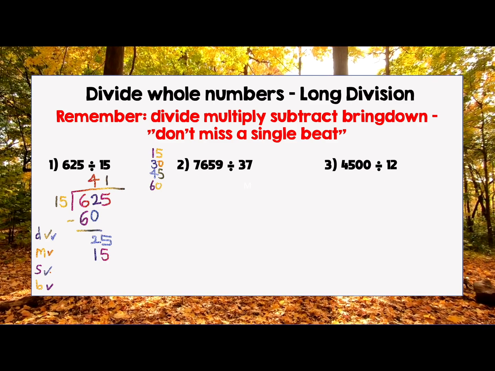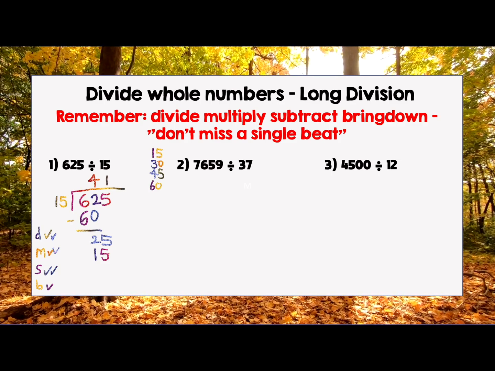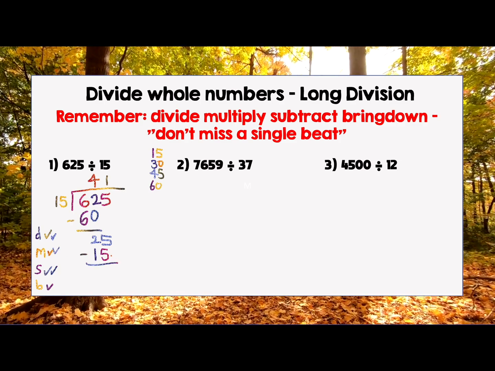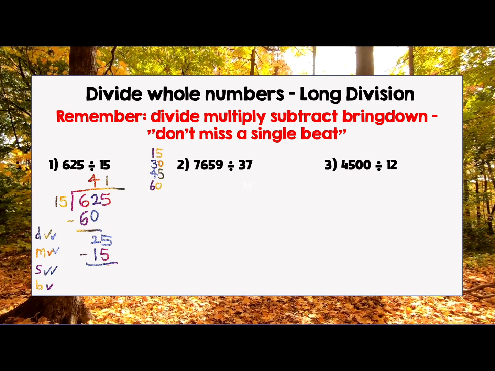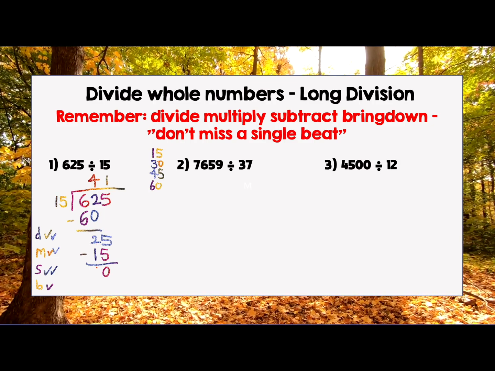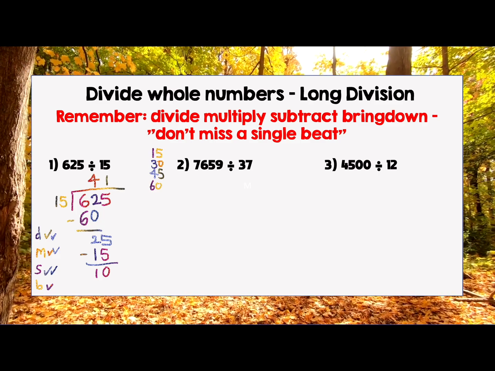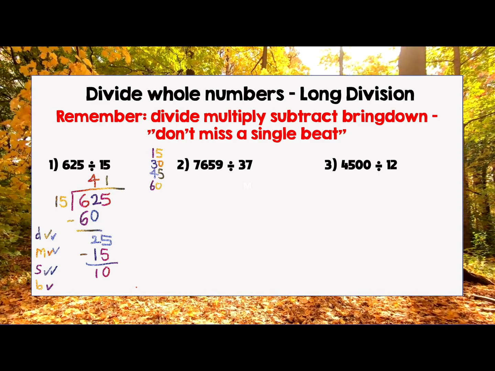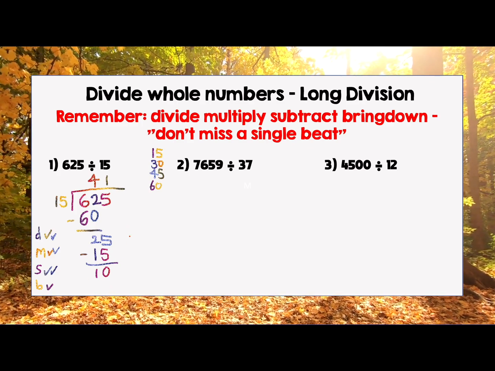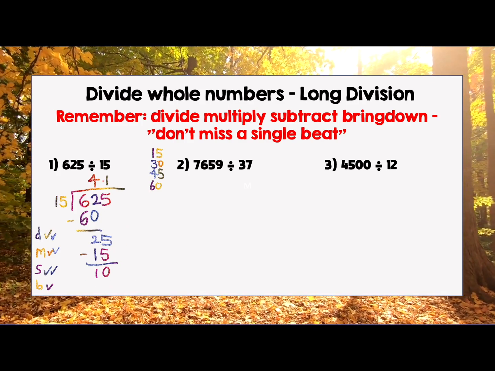And then we subtract this. So we will do that. So we subtract 15. 25 take away 5 is 0. And 2 take away 1 is 1. And then the last one is to bring down. But there are no more numbers to bring down. So we stop here. So our answer would be 41.